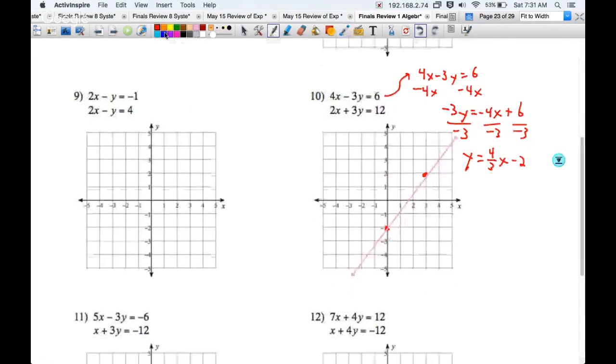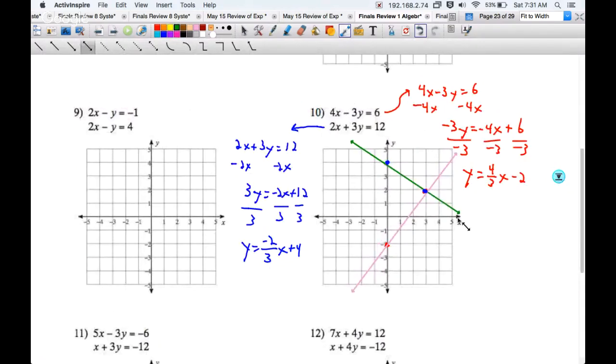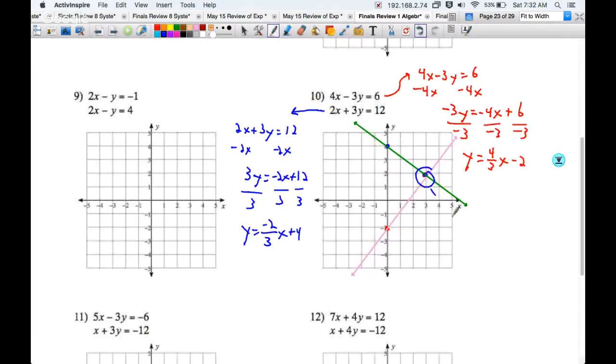All right, let's work on our other equation. 2x plus 3y equals 12. Move the 2x over, minus 2x, minus 2x. 3y equals negative 2x plus 12. Divide every term by 3. And we get y equals negative 2 thirds x plus 4. Put a point at 4. Go down 2, right 3. It hits that point there. And I can connect them up. Straight line. But you're not done until you circle that point and write its coordinates. That's the point, 3, 2.